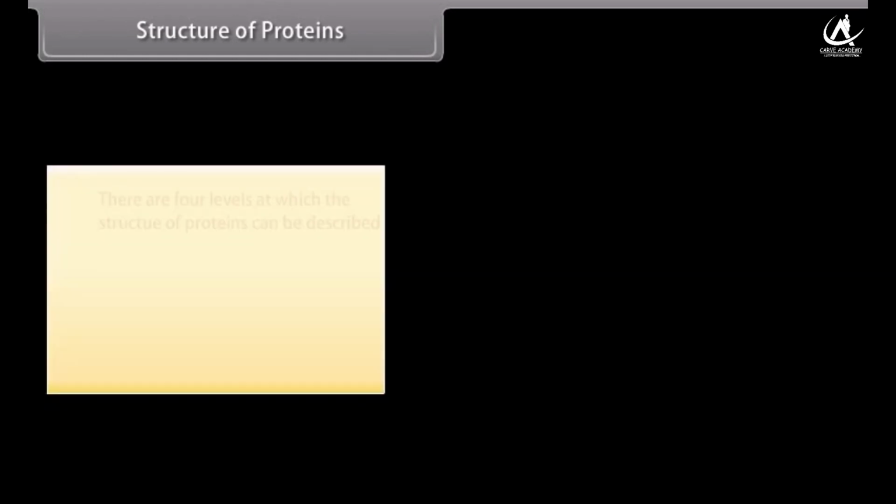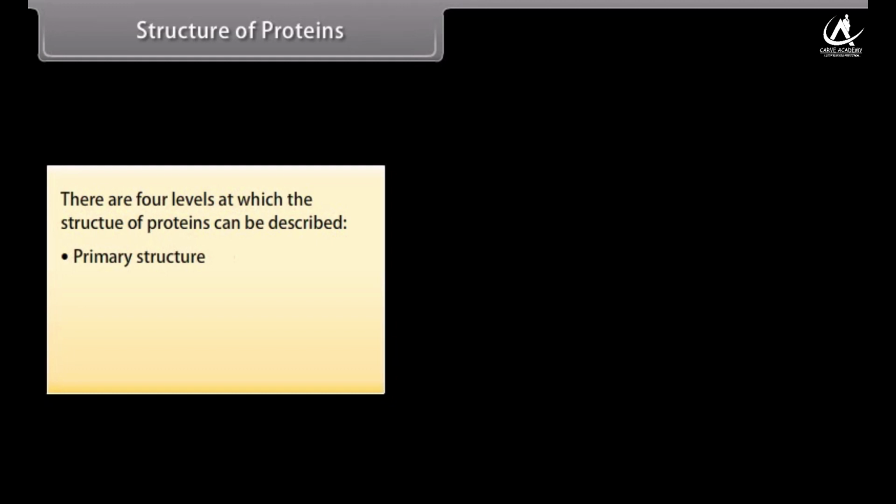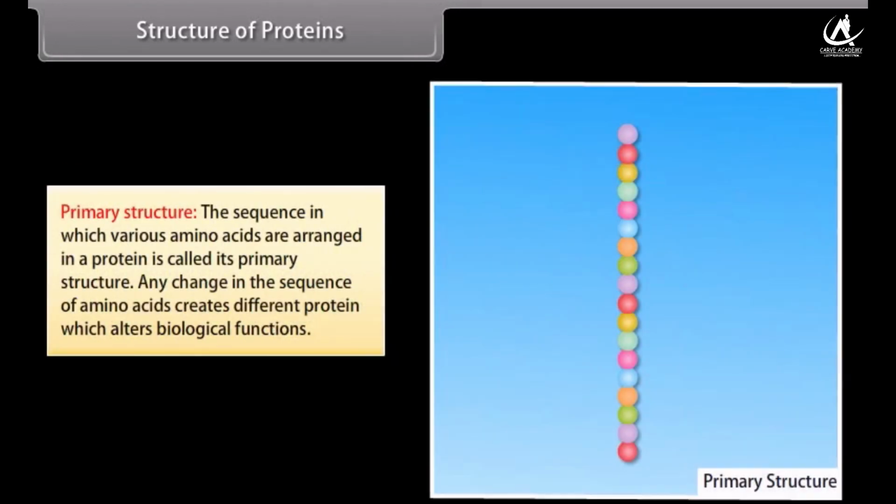Structures of proteins. The structures of proteins are quite complex. There are 4 levels at which the structure of proteins can be described: primary, secondary, tertiary, and quaternary structures. Primary structure. The sequence in which various amino acids are arranged in a protein is called its primary structure. Any change in the sequence of amino acids creates a different protein, which alters biological functions.